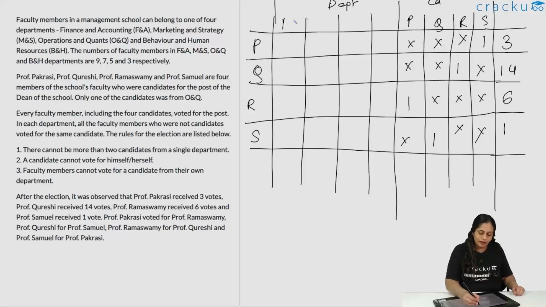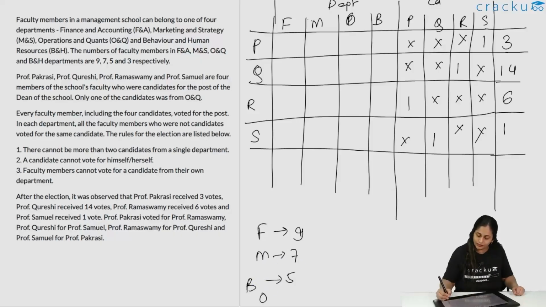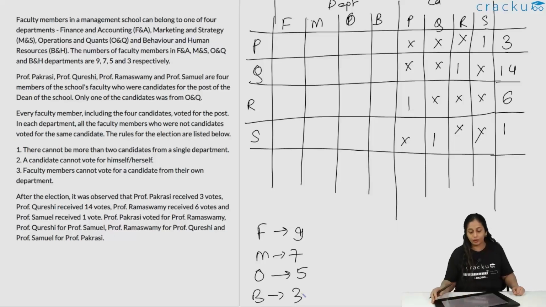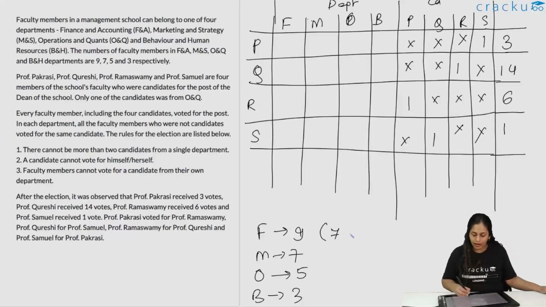In the departments, I have F and A, M and S, O and Q, and behavior and human resources. Now, how many people does F and A have? That department has 9 people. M and S has 7 people. O and Q has 5 people, and B and H has 3 people. We don't know how many candidates are there from each of these, but we know that at max 2 candidates are there from any particular department. So that means that at the very least 7 people have voted from the finance and accounting department for one person, or at max 9 have voted.